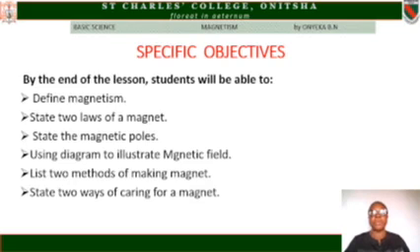Before we continue, we have to look at the specific objectives. By the end of the lesson, students will be able to: 1. Define magnetism. 2. State 2 laws of a magnet. 3. State the magnetic poles. 4. Using a diagram to illustrate magnetic field. 5. List 2 methods of making magnets. 6. State 2 ways of caring for a magnet.